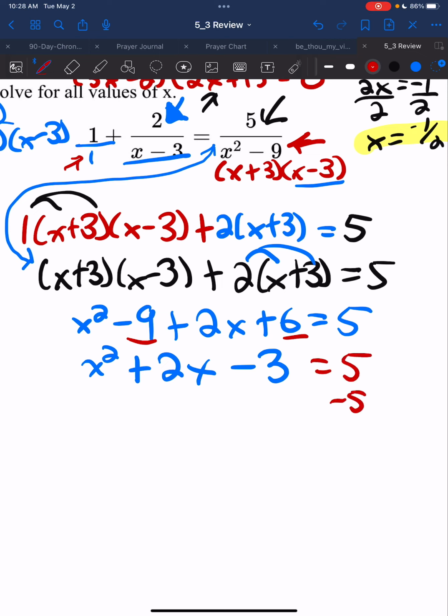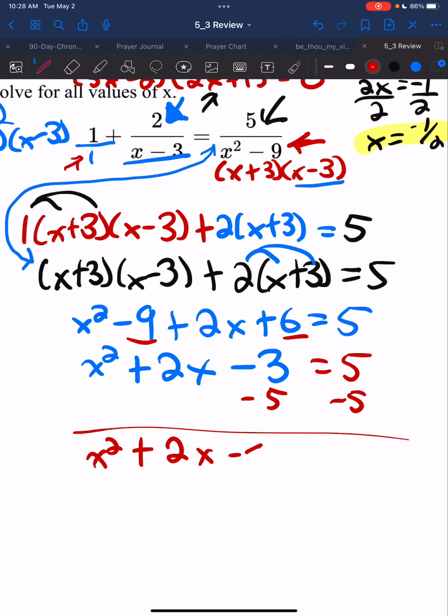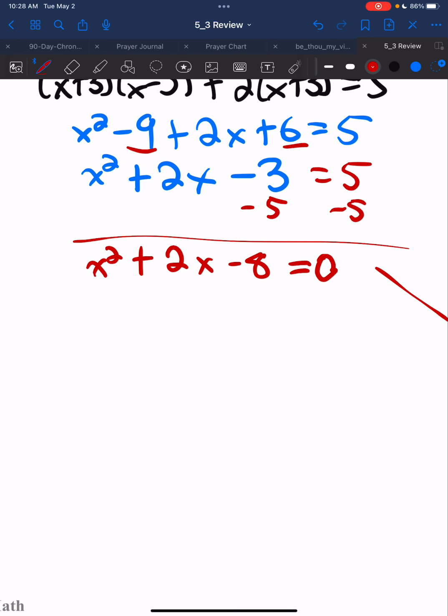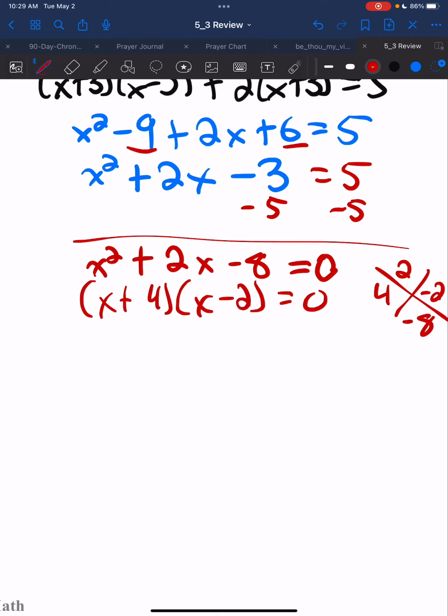Okay, that's minus 5 on both sides to get one side equal to 0 with a quadratic. So I have x squared plus 2x minus 8 equals 0. If I do my x method, done a lot of x method today, so 2 and negative 8. That is 4 and negative 2. So if I factor this out, I've got x plus 4 and then x minus 2. With my linear factors, you can set them equal to 0, or since it's just x plus 4 and x minus 2, nothing in front, you just flip the signs. So x equals negative 4 and positive 2.